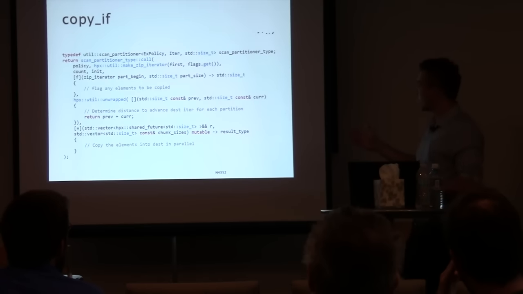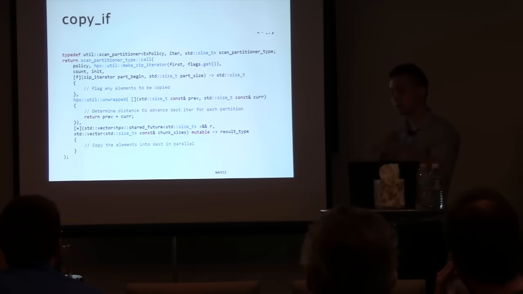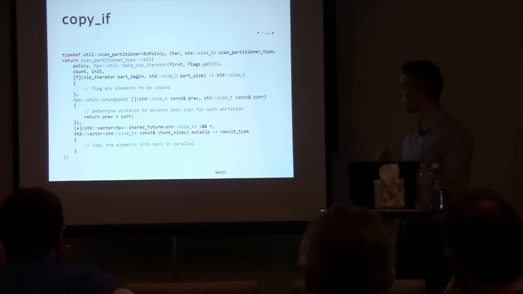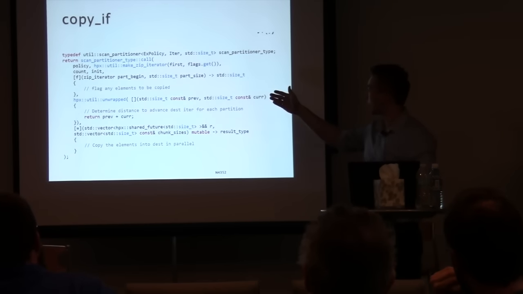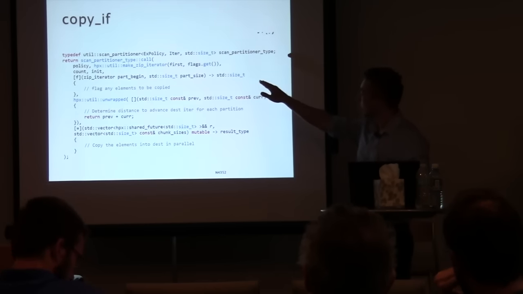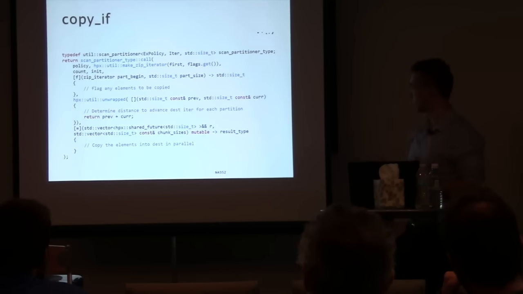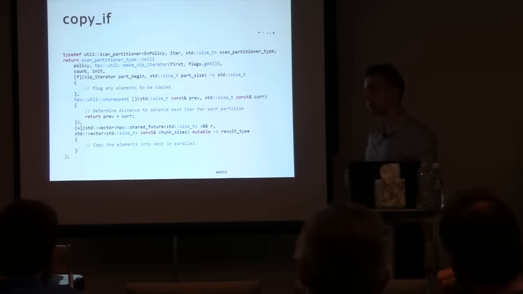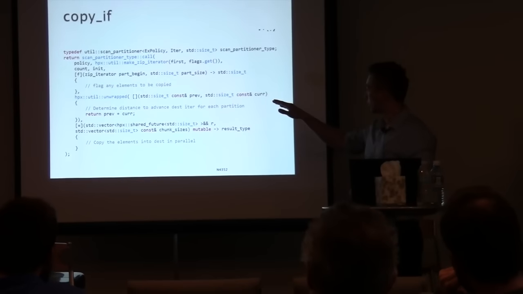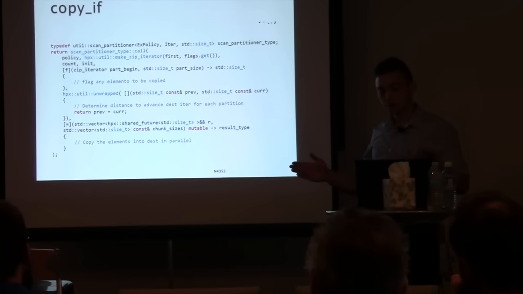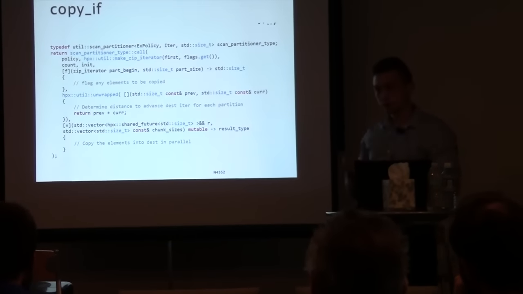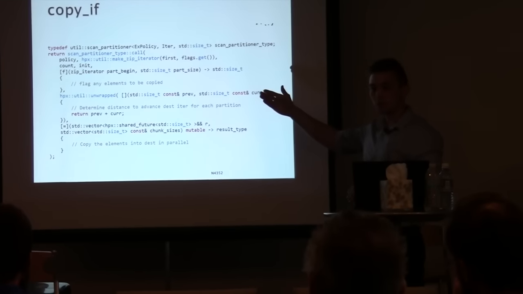So in the case of copy_if, we use the scan partitioner. It's not the entire code because it's a little longer, but we're forwarding any arguments, and the zip iterator of first and flags.get. Flags is actually a shared array which we will use to mark and flag any elements that are to be copied. So in our initial step, which will be partitioning every element and applying the function f on it, we'll flag any elements to be copied.